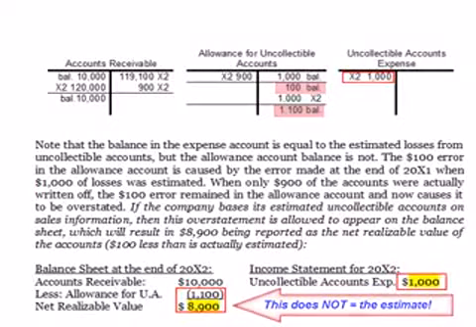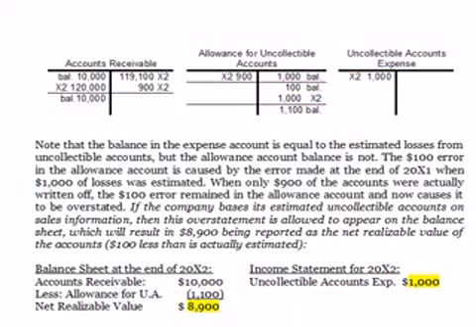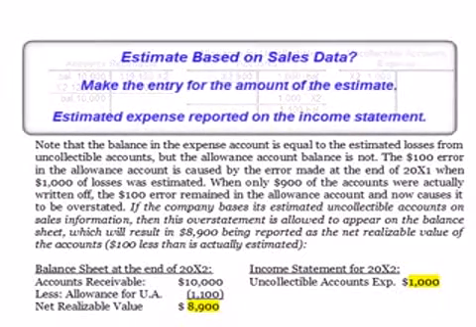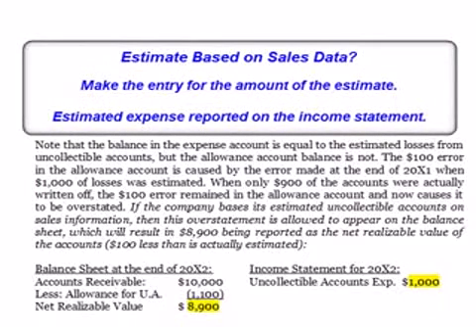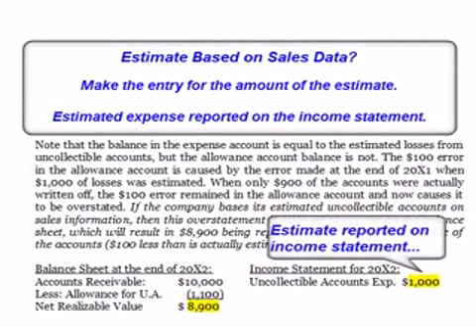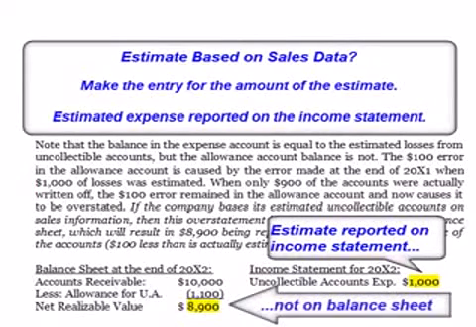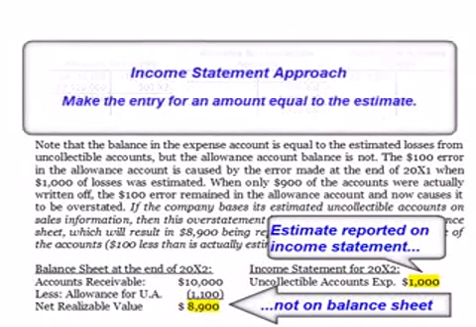That is, if we determine the estimate by multiplying our sales balance by some percentage, or obtain the estimate in any other way from the sales of the period, then we assume that it's the expense that is being estimated. And in that case, we want the expense amount on the income statement to be equal to our estimate. And we don't care about the misstatement of the net realizable value of the accounts on the balance sheet. This is called an income statement approach.